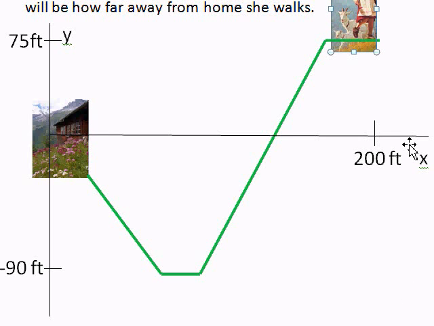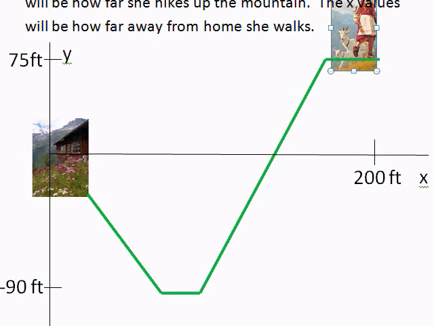Now you may be wondering, what in the world does this have to do with domain and range? Well, we're going to be using Heidi and her situation in order to talk about what domain and range really are. Now domain, remember, is all of our x values. So in this situation, the domain, which I will do in black, will be the distances that Heidi walked.